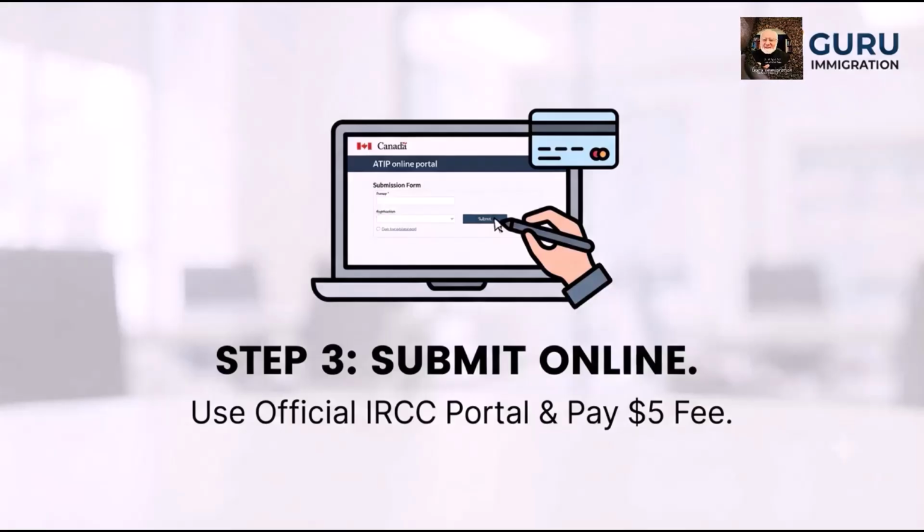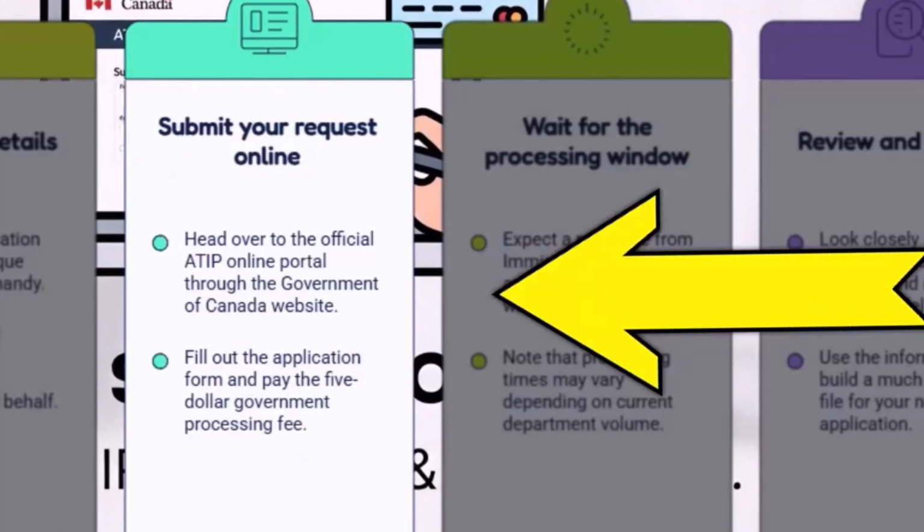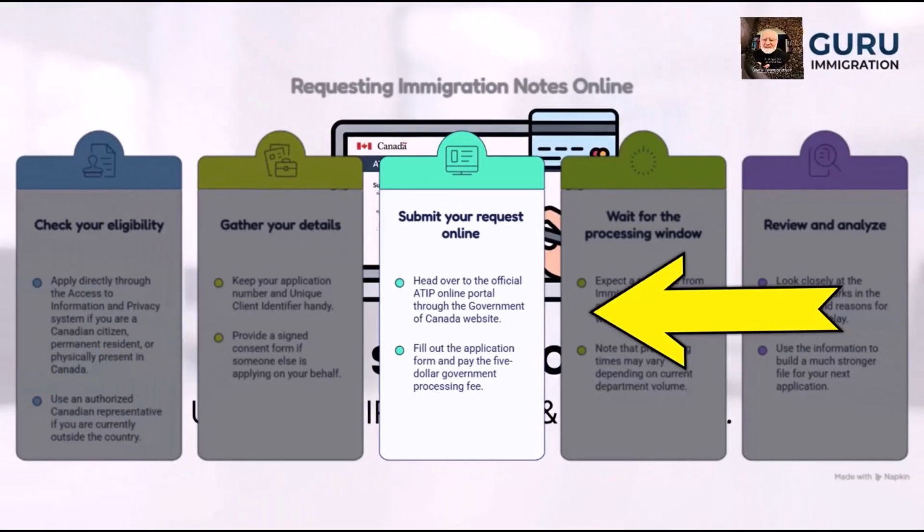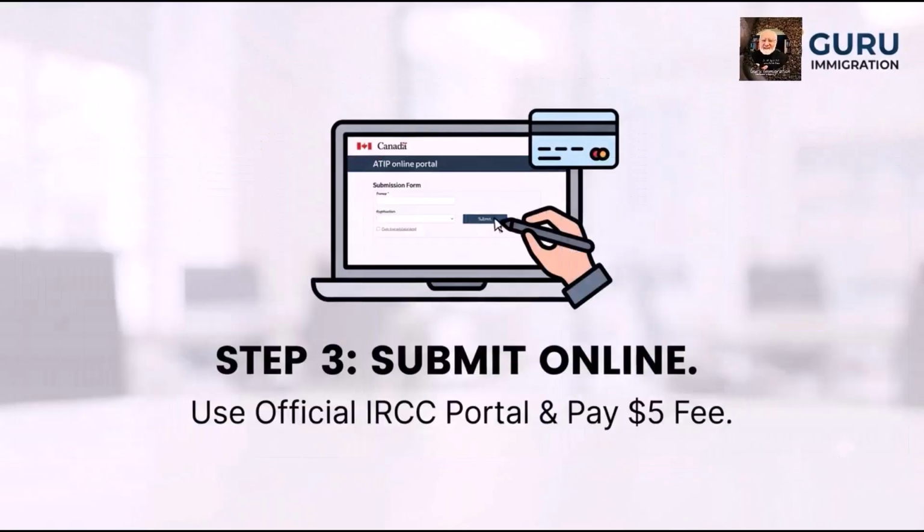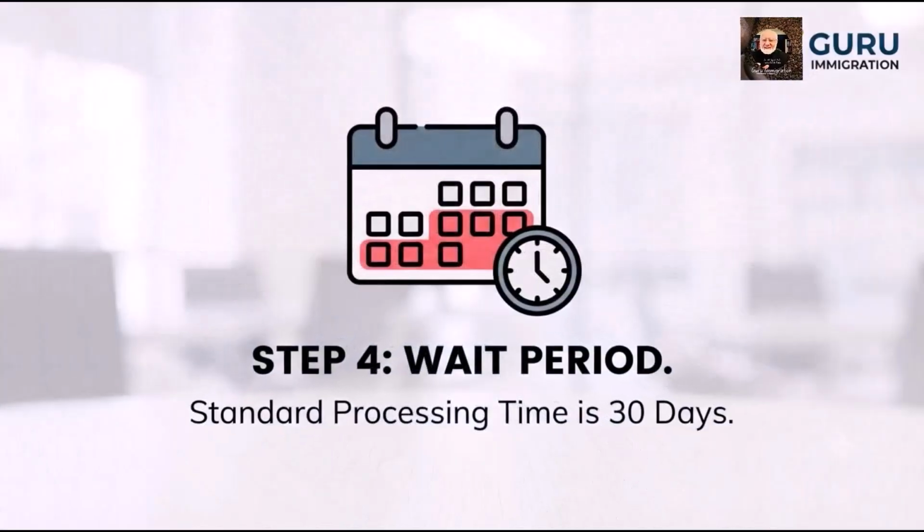Step 3. Submitting your request online. Submit your request through the official portal. You should head directly to the official ATIP online portal provided by the Government of Canada website. Avoid third-party scam websites that charge hidden or massive fees. The official government processing fee for an ATIP request is only $5 Canadian. Fill out the digital form, attach your identification or consent documents if required, pay the nominal fee online, and submit your request.